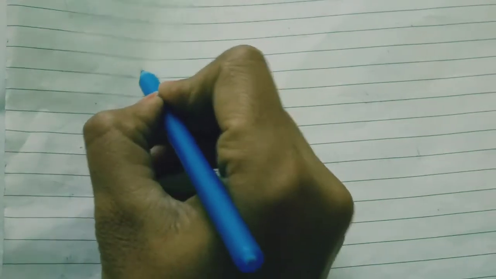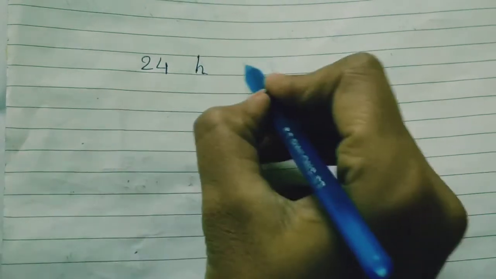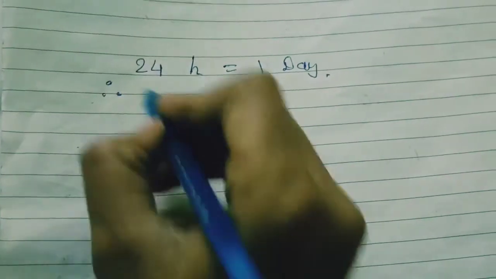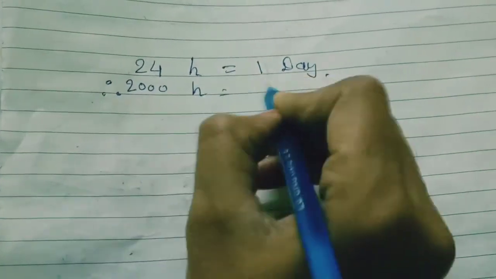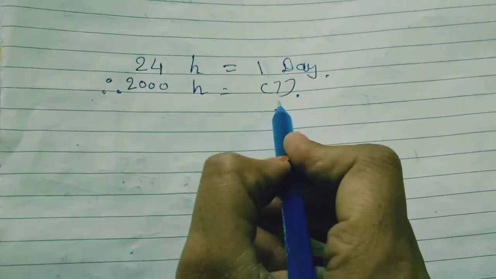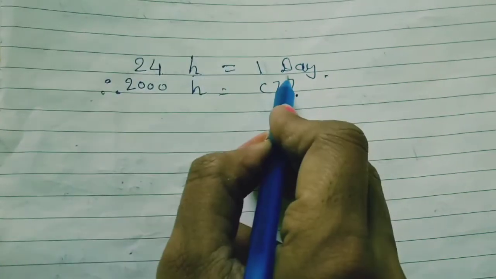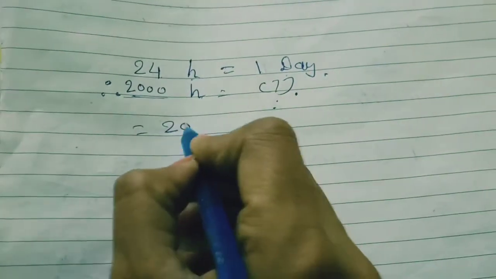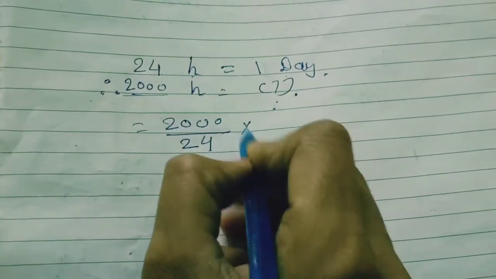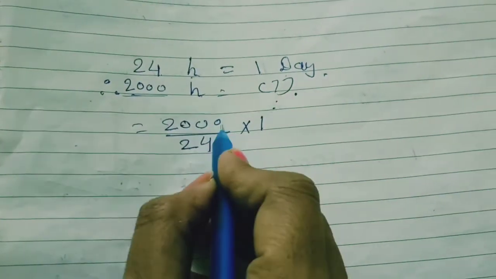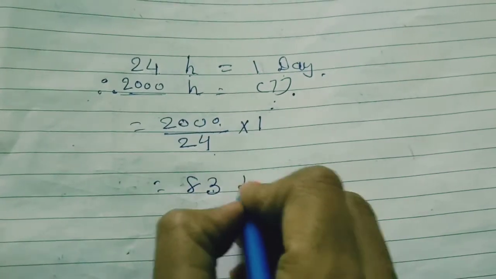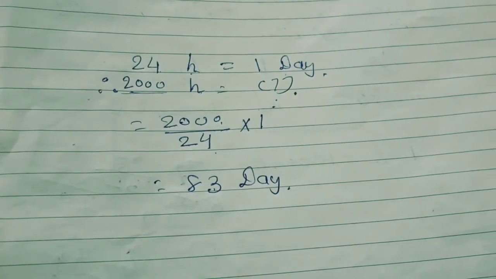Now how to write? So we'll write here 24 hours is equal to 1 day. Therefore, here they gave 2000 hours is equal to how many days? We have to find out the days. 24 hours एक day में. So for 2000 hours, we multiply 2000 by the reciprocal, 1 upon 24. So 2000 को 24 से divide करो will get 83. So battery will run 83 days.